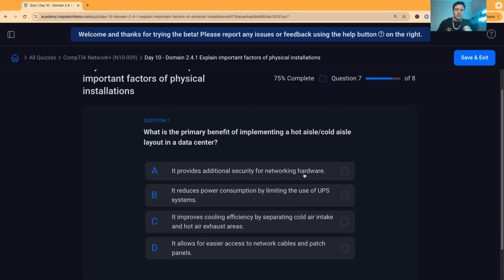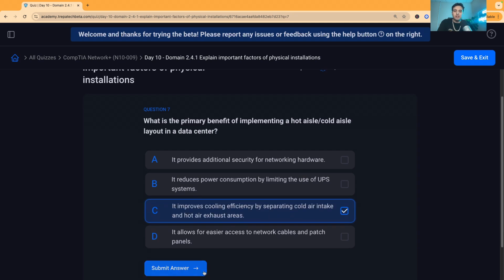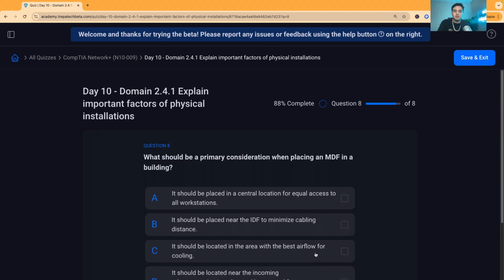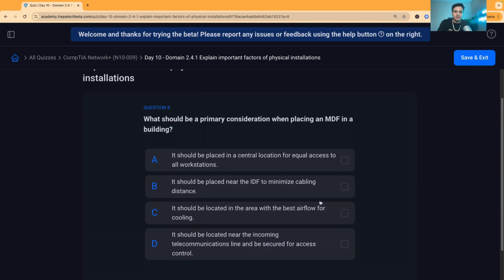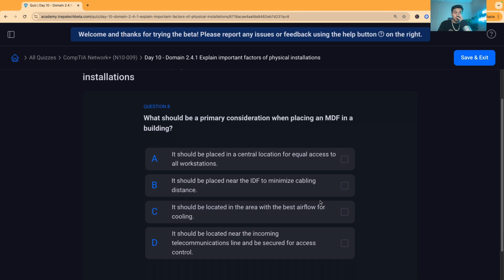Okay, moving on. Question 7. What is the primary benefit of implementing a hot aisle/cold aisle layout in a data center? It's going to be C. It improves cooling efficiency by separating cold air intake and the hot air exhaust areas. Very common in data centers. We're always going to have something like that, some sort of hot-cold aisle variation.